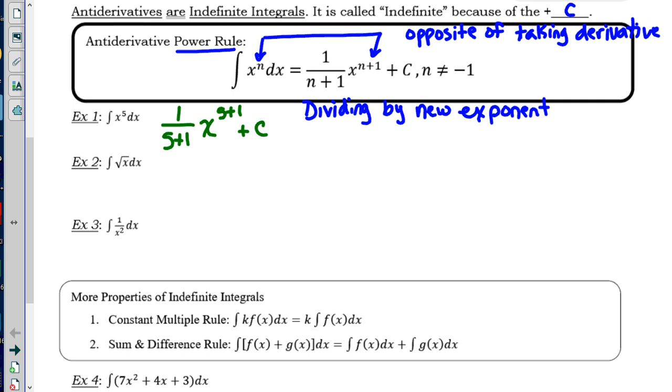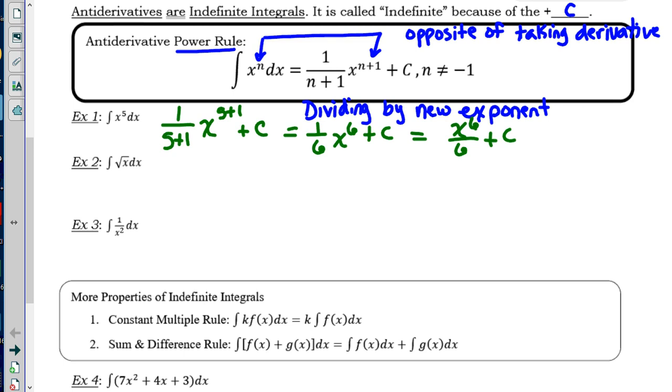I do want to go ahead and simplify that just to see what we have. Basically we have 1 over 6 times x to the 6th plus c. And we can also write that as x to the 6th divided by 6 plus c. All of those are the same.